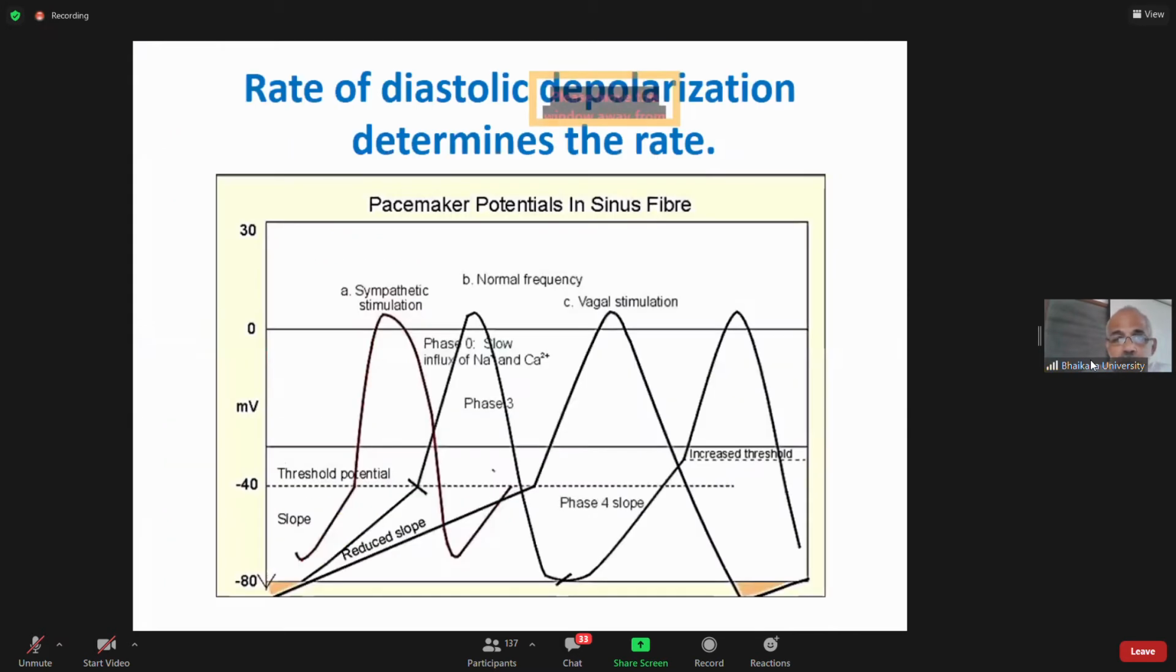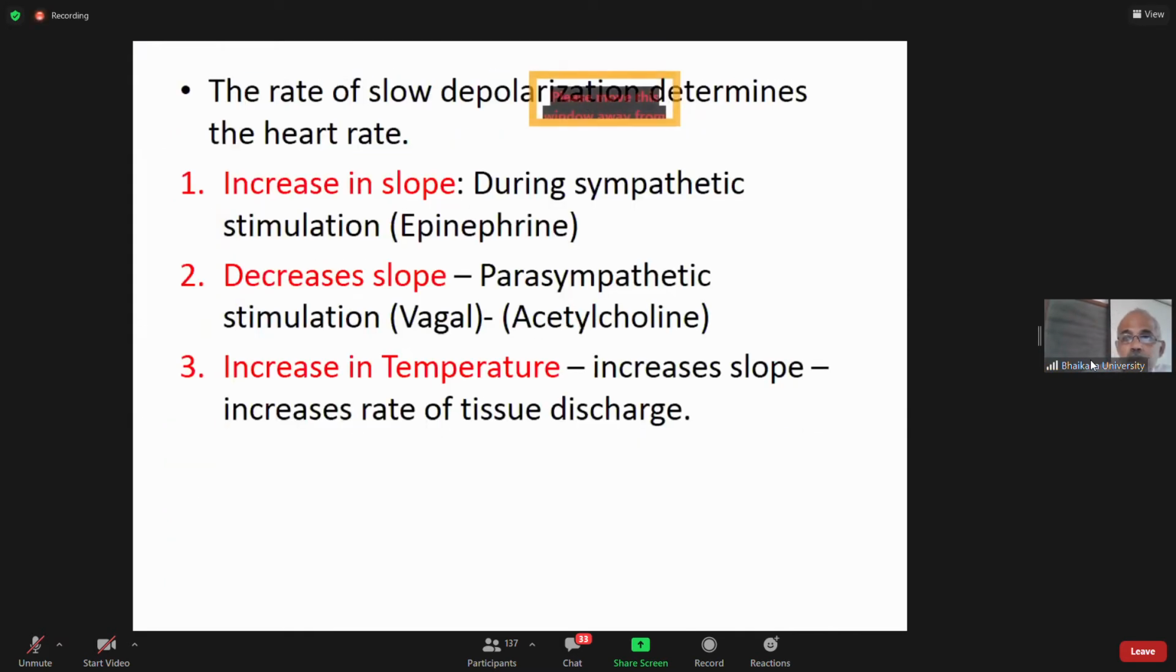Now let's go further. I told you, the rate of depolarization will determine the heart rate. Increase in temperature will increase the slope, will increase the rate. Decrease in slope by parasympathetic stimulation, vagal stimulation, will decrease the rate. Increase in slope by sympathetic stimulation, epinephrine as a neurotransmitter, will increase the rate. Okay. Let's go further.